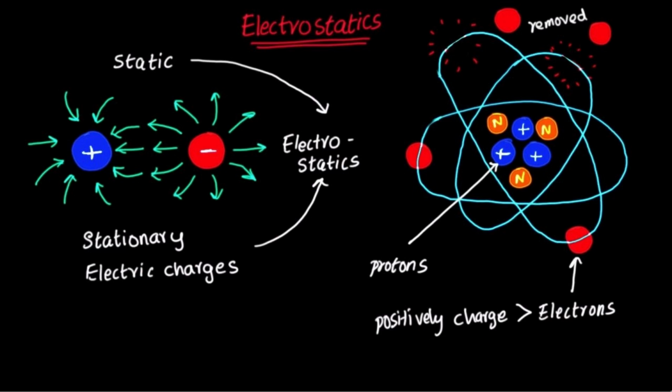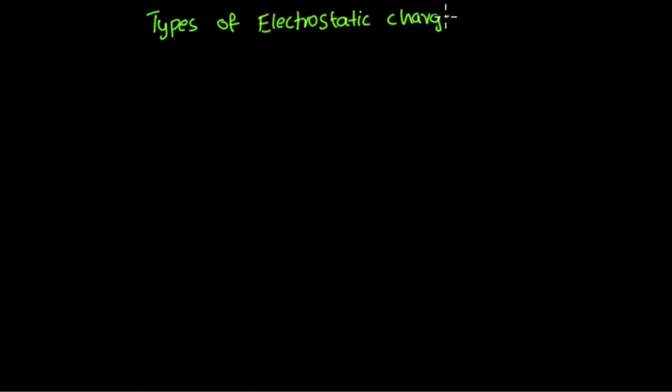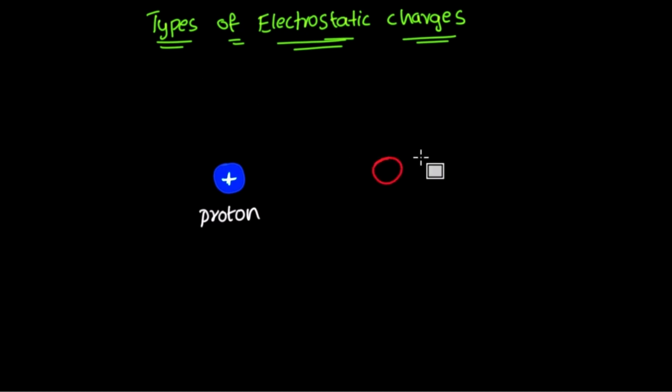The net excess or deficiency of electrons in a body is known as charge. There are two types of electrostatic charges: positive charge, that is, protons; negative charge, that is, electrons. When we say that a body is charged, we actually mean that it has an excess of charge, that is, either an excess of electrons or protons.